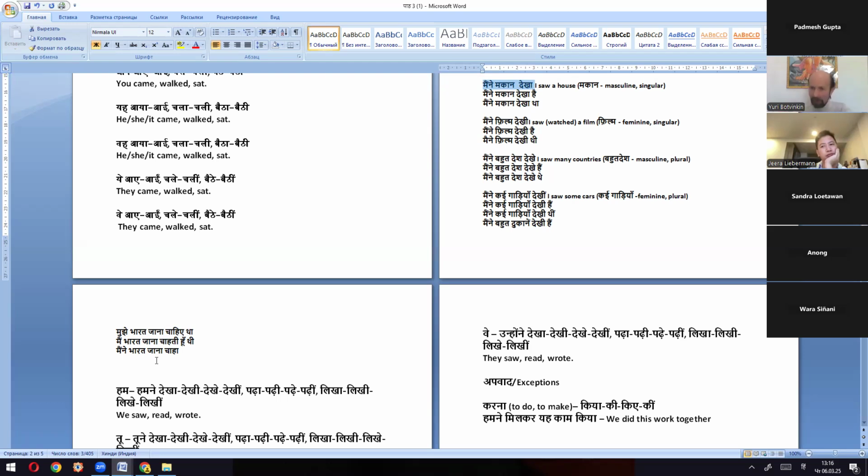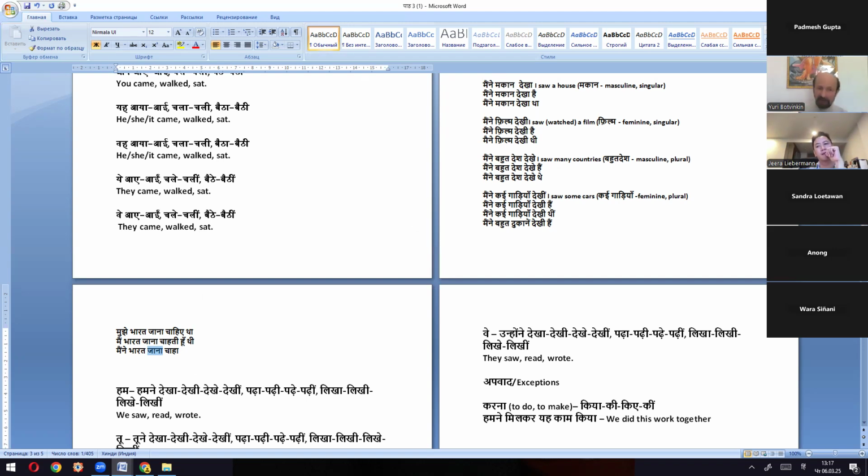The difference will be that here we used simple sentences with one object, and it was a noun, like makan, film, desh, gaadi. All these are nouns. We used them for these simple examples. But in this sentence, the object is a verb, jaana. मैंने जाना चाहा. So it's also possible, but it's a bit more complicated grammar. That's why we started with simple ones.